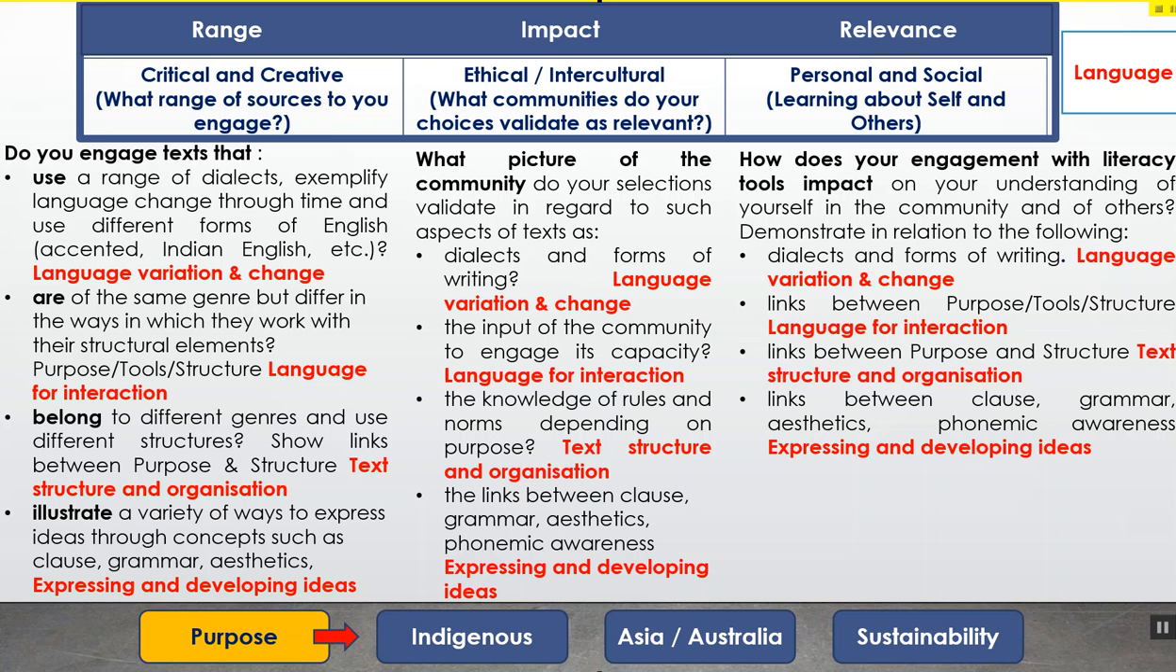It's about the range of sources. And the ethical and intercultural is, you talk still about the language variation as we used so far, but now you ask yourself, what's the community like where your child is living? So you're doing the recipe, say, in a home in Brisbane, but Brisbane is not Brisbane anymore, right? Brisbane today is a very different Brisbane than Brisbane was, I don't know when.